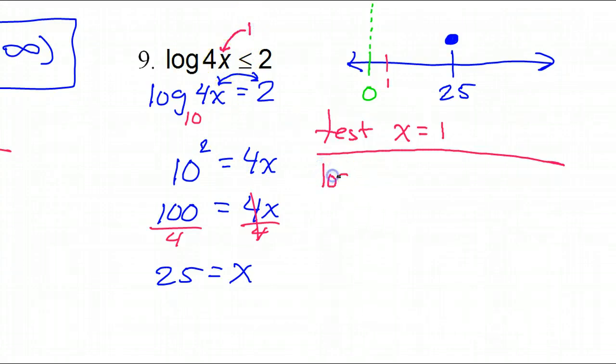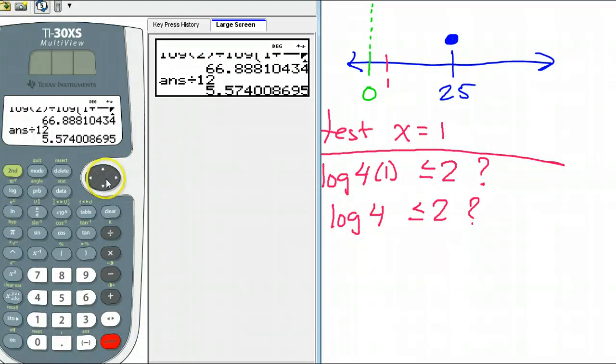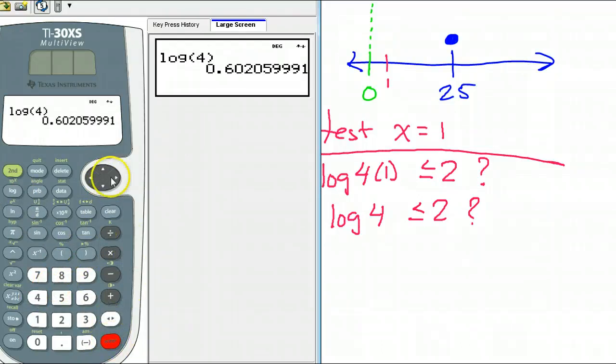So you have to go log of 4 times 1 is less than or equal to 2, question mark. We are asking. 4 times 1 is just 4, so this is just log of 4. Is it less than or equal to 2? That's a question mark. Just put this in your calculator. Log 4 to get a decimal. Alright, that is 0.60.